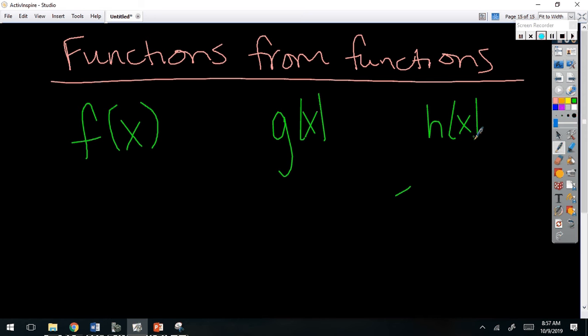And so what we're going to be doing is some operations with functions, okay? So we're going to define f of x and define g of x, and then we're going to do some things with them. So are y'all ready?